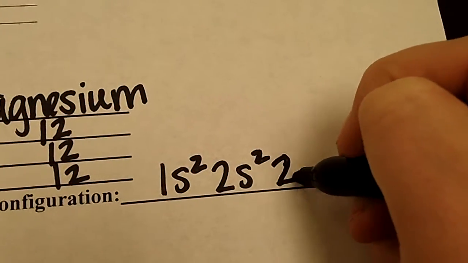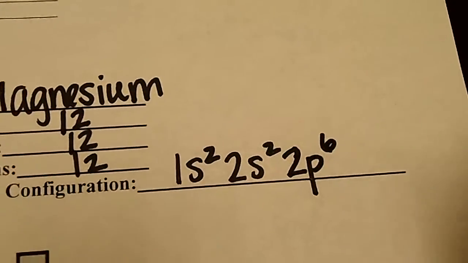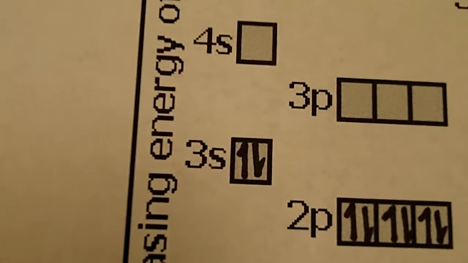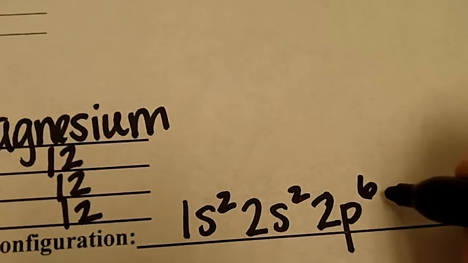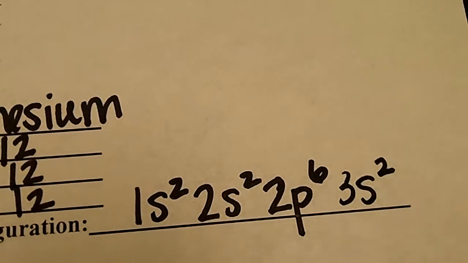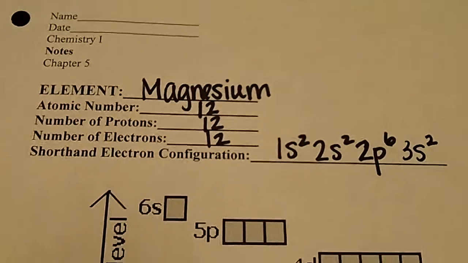2s2, just as a reminder, I'm just looking up here. Okay, 2p, there's 6 electrons. And lastly, 3s2. Okay, there we go. Nice job. All right, magnesium's finished.